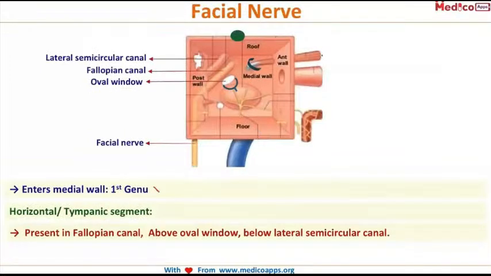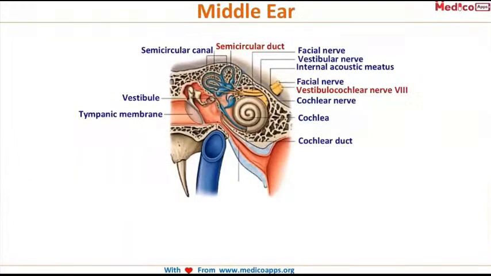Now, the facial nerve is the next important structure. It enters the medial wall at the first genu. We have seen that. It has a horizontal or tympanic segment which is present in the fallopian canal. See, this is the fallopian canal. It is present above the oval window and below and lateral to the semicircular canal. You can understand the anatomy. This is your semicircular canal, and this is the oval window, and here lies your facial nerve within the fallopian canal.